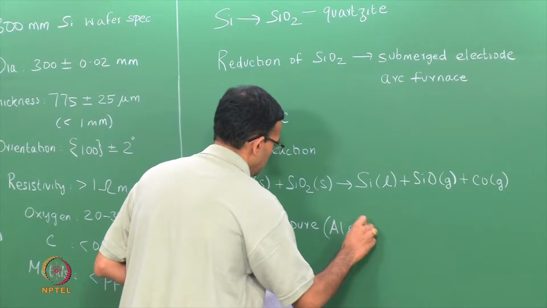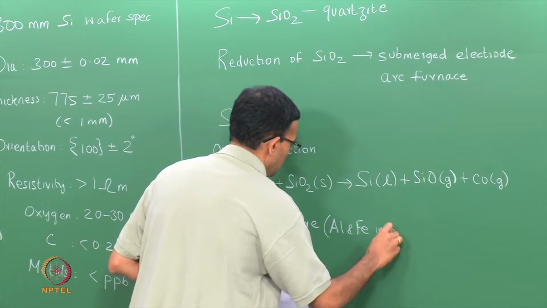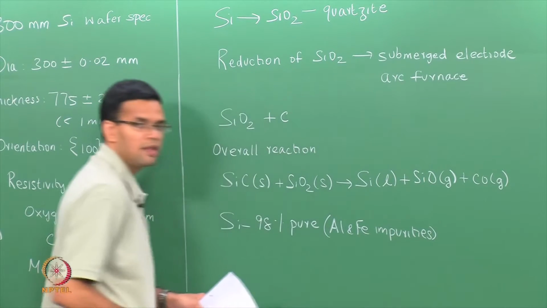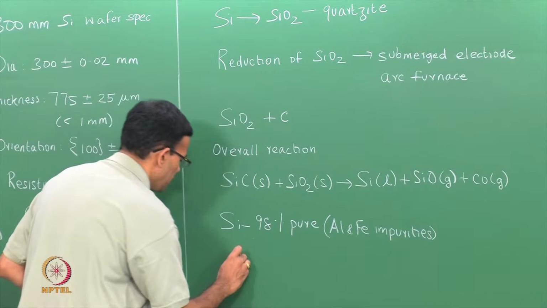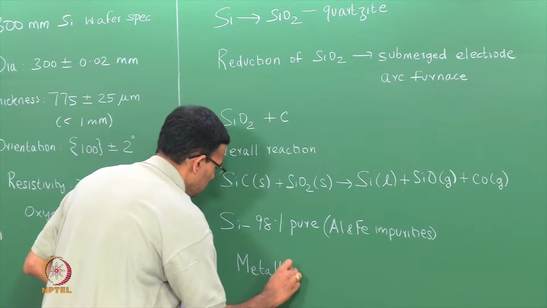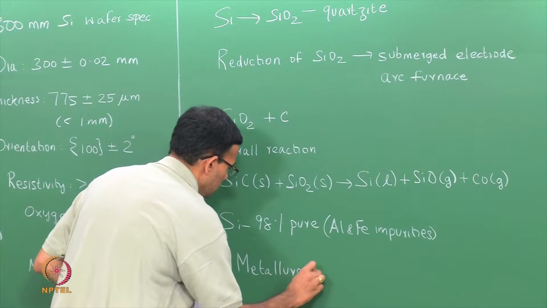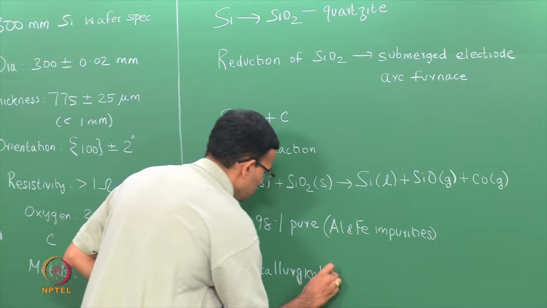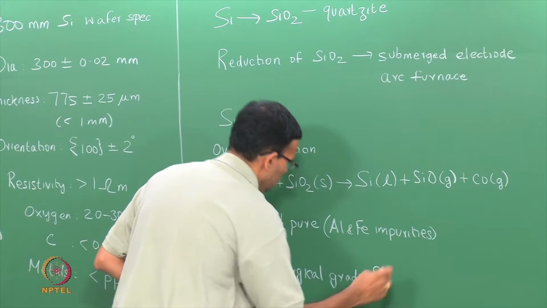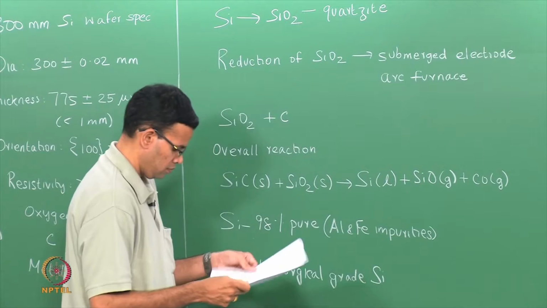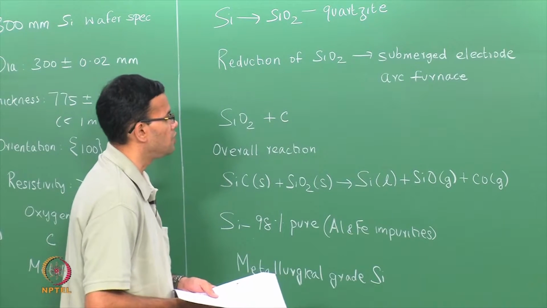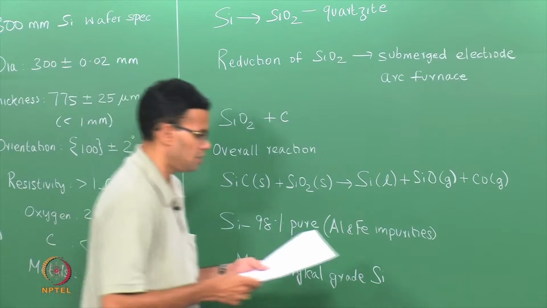Aluminum and iron are the impurities, and this is called metallurgical grade silicon. So you can draw a small schematic of the submerged electrode arc furnace.